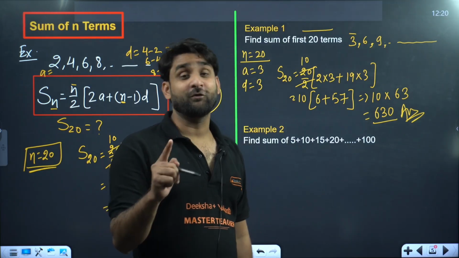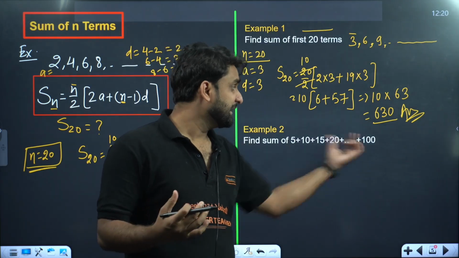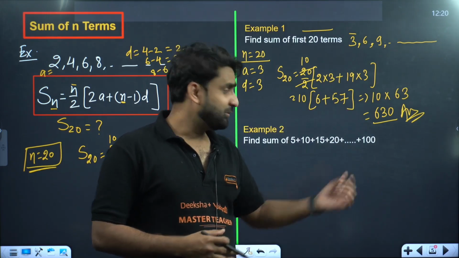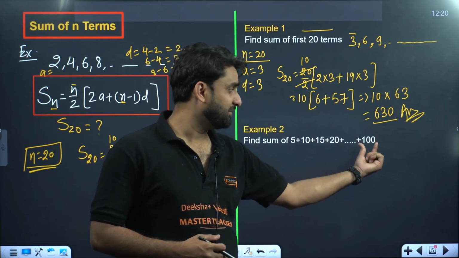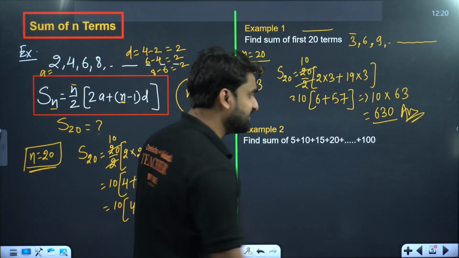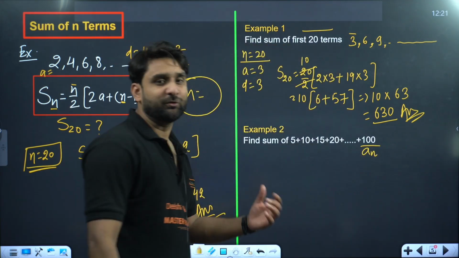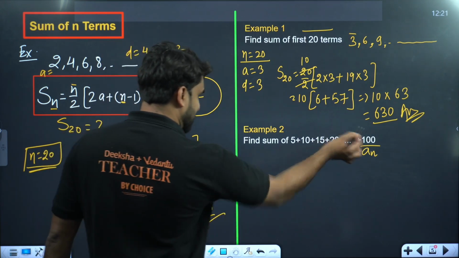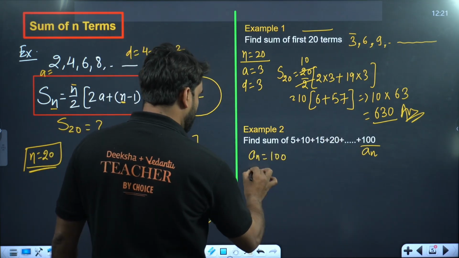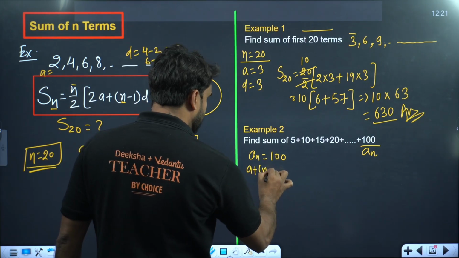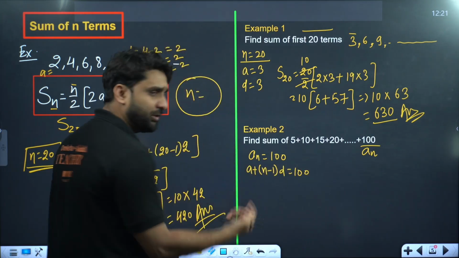So first of all, we have to get the information about how many terms there are. And to get this information, we need to find the position of this 100. So we can just imagine this 100 is the nth term, because we don't know its position. So we can write here an is equal to 100, and we all know the formula an is a plus n minus 1 into d, that I have already taught you in the previous slide.